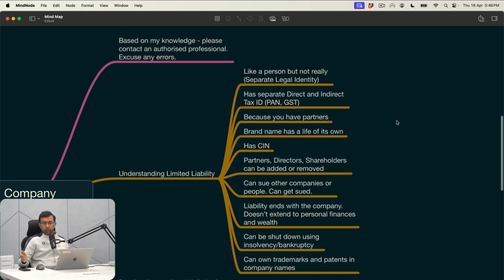So if you are doing a sole proprietorship, have taken a 50 lakh loan for the business, and you cannot repay that, and let's say you have a 50 lakh flat, the person who lent money to the company can also go to court and try to acquire your flat or your house, which is 50 lakhs worth, to get the loan repaid.